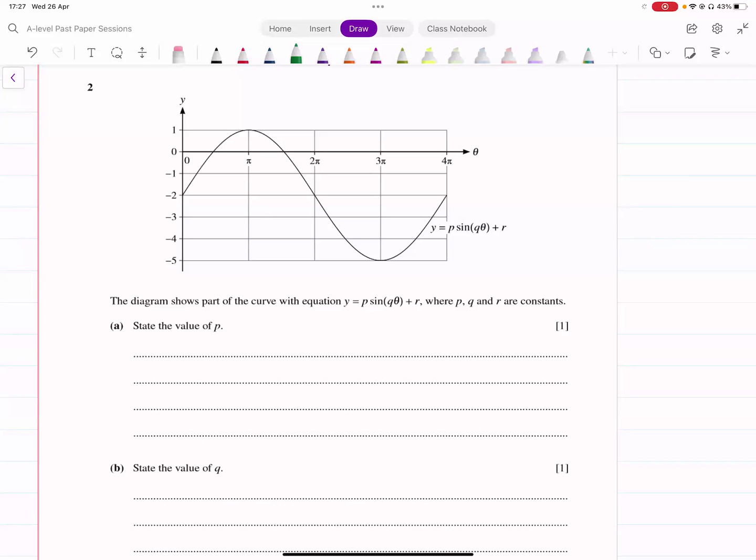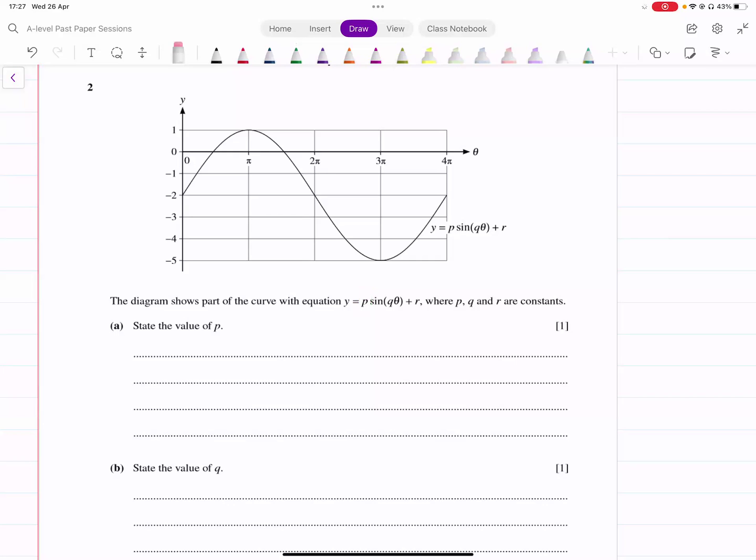Question number 2 from this paper. It says the diagram shows part of the curve with the equation y equals p into sine q times theta plus r, where p, q, and r are constants. We need to state the value of p first of all. That's what we are going to start from. What is p supposed to be?